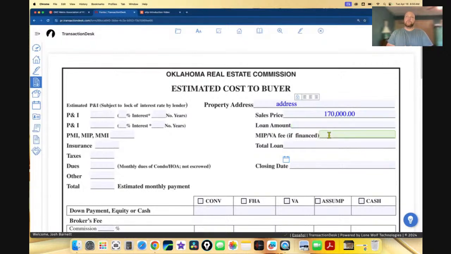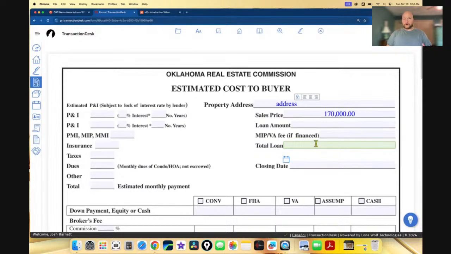And then, I don't believe USDA has mortgage insurance. Verify that with the lenders, of course. Things are always changing in that aspect, and I'll try to verify that too, and I'll put an update down in the comments below. But I don't think they have mortgage insurance. So let's say there's $170,000.